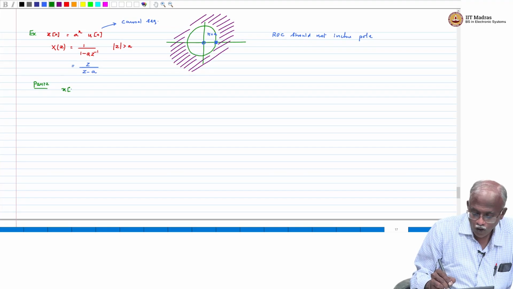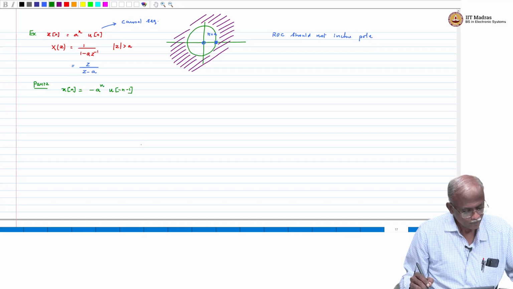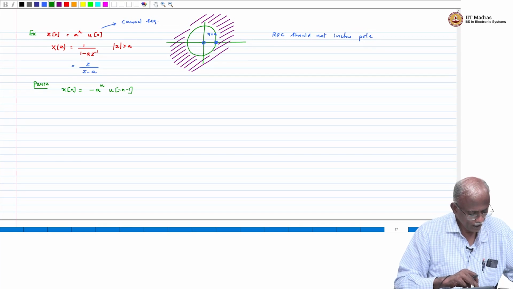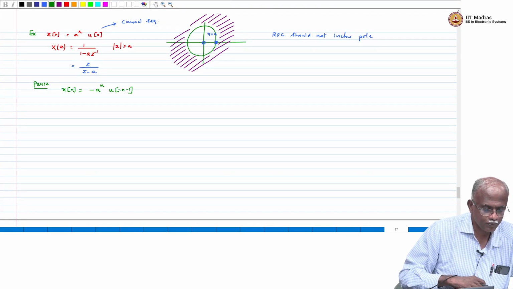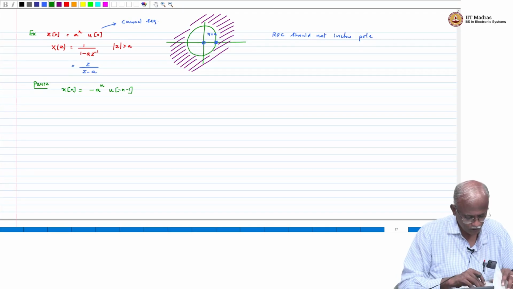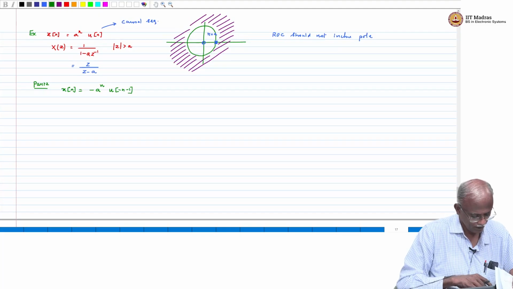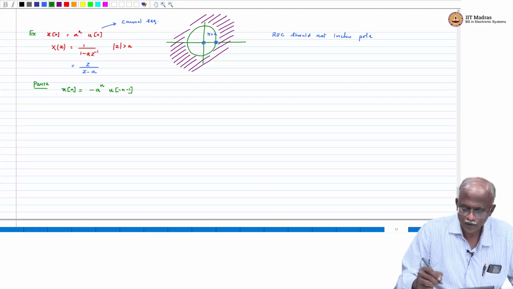Okay, x of n is equal to minus a power n u of minus n minus 1. Okay, so I would like you to look at the sequence that is represented by this particular expression. Okay, so please sketch or write down the first few terms of the sequence, and then we will write down the z transform. Okay, so I hope you are comfortable writing down the first few terms.